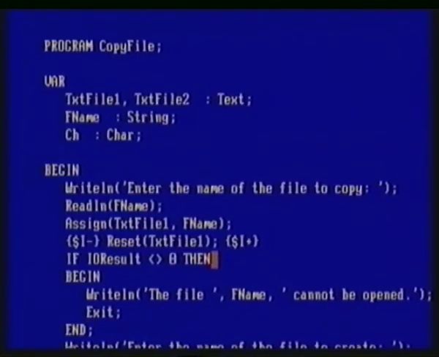The second point to note is the use of the $I compiler directive in curly braces, that is, inside a comment. The $I directive is used to turn off automatic I/O error checking so we can report a message to the user. Also worth mentioning is that reset and I/O result can be used to decide whether to use rewrite to create a new file. If the I/O result is 0, then a file of that name already exists. If we use rewrite to create another file with the same name, we'll erase the existing file.